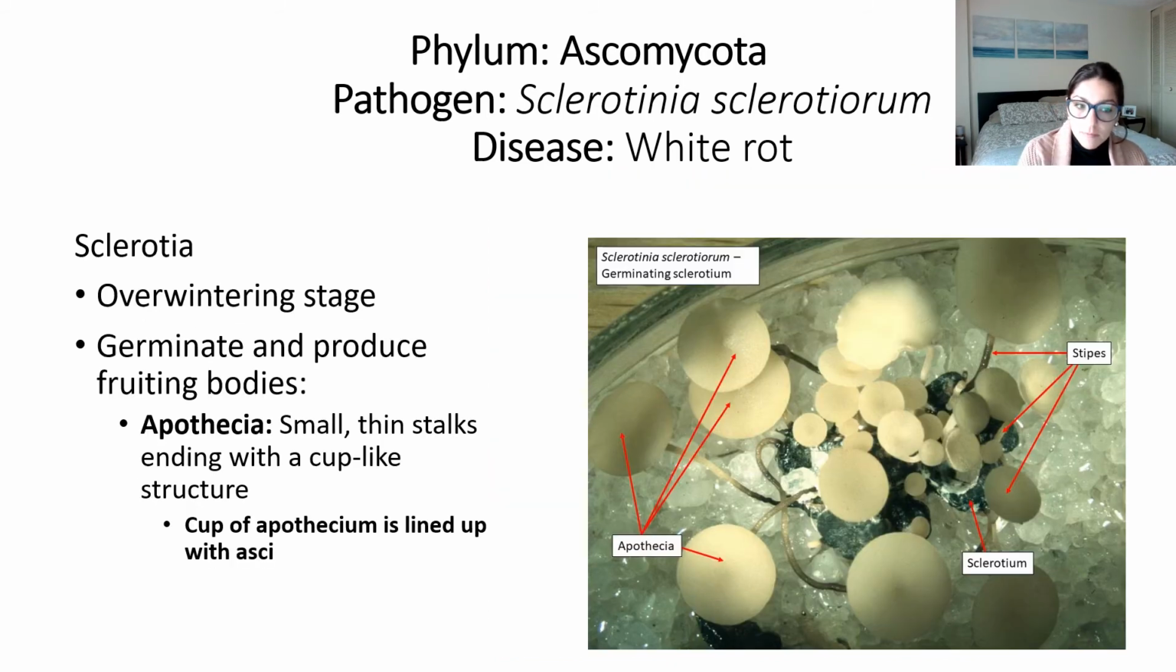Again, for this pathogen, the sclerotia are the overwintering stages, and whenever they germinate, they produce the fruiting bodies, which are the apothecia, which are small. They are thin stalks which end in a cup-like structure, and the cup of the apothecium is lined with asci. Here we have the germinating sclerotium, here are these stipes, and here the apothecia, which are cup-like.